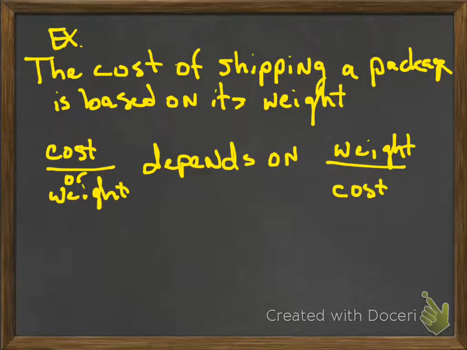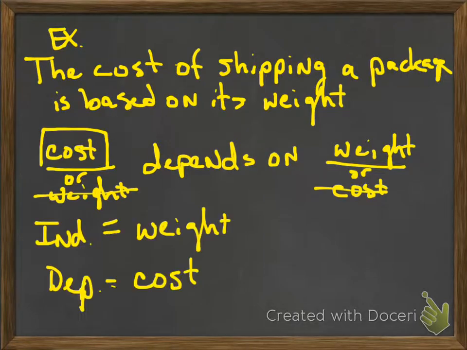I'm trying to ask myself which makes more sense. The cost depends on the weight. If I change the weight, does that change the cost, or do I have to change the cost to change the weight? When you think about it, you take a package, it weighs a certain amount, they put it on a scale, and that helps them figure out the cost. So the cost depends on the weight. That means cost is your dependent and weight is your independent.